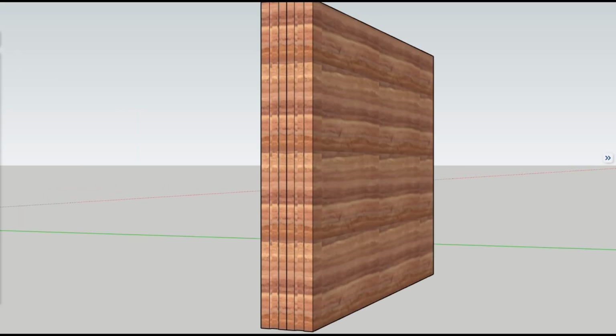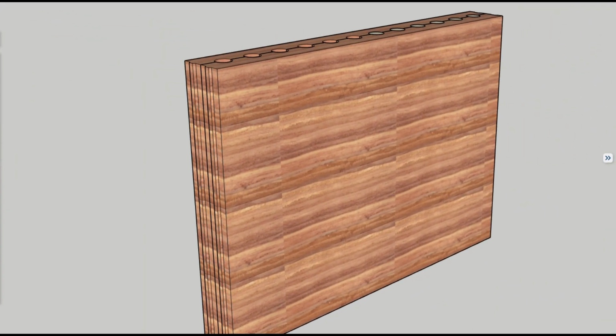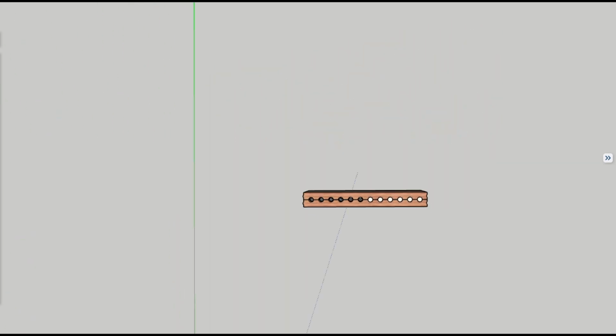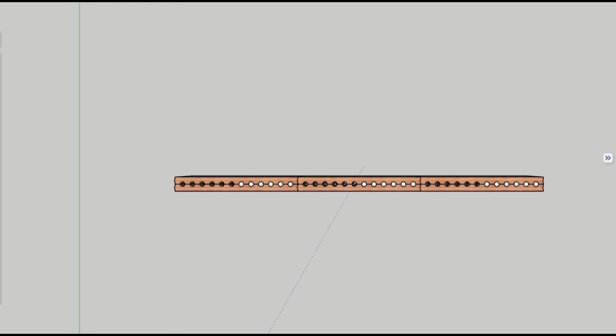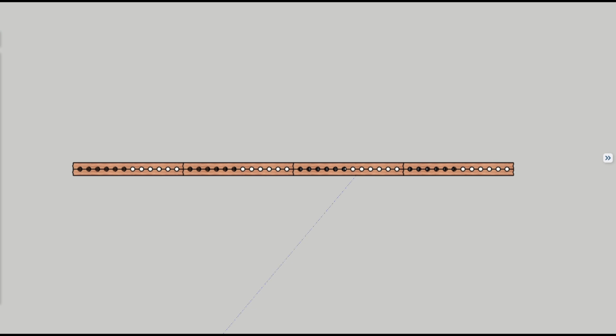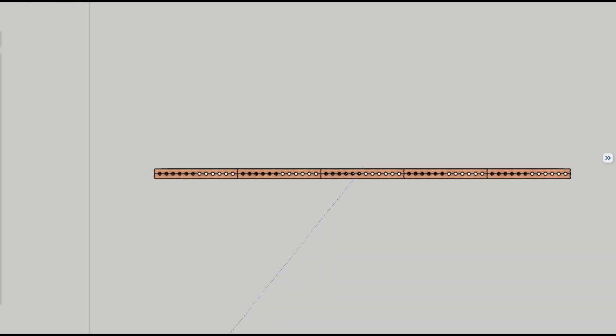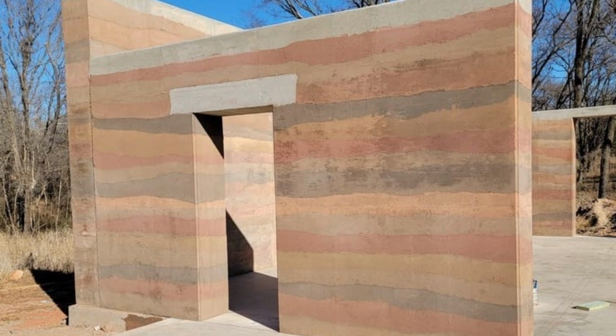So, why is rammed earth a cost-effective building material? Several factors contribute. Local materials: the primary component, earth, is often readily available on-site or locally sourced, reducing transportation costs. Durability: rammed earth walls are incredibly durable and long-lasting, reducing the need for frequent repairs or replacements. Thermal mass: rammed earth has excellent thermal mass, meaning it can absorb and store heat, helping to regulate indoor temperatures and reduce energy consumption for heating and cooling. This translates to significant long-term energy savings.